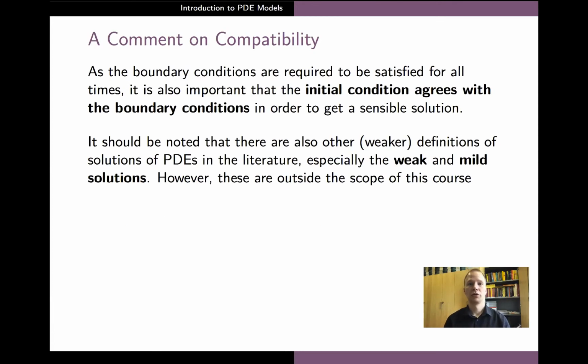One important thing to note is that in order for the solution to be well defined, it's essential that the conditions we pose are compatible in the sense that the initial condition also satisfies the boundary conditions. The general theory of PDEs also makes it possible to consider solutions for which this is not true, especially using weaker definitions of the solution, but such techniques are not considered on this course.